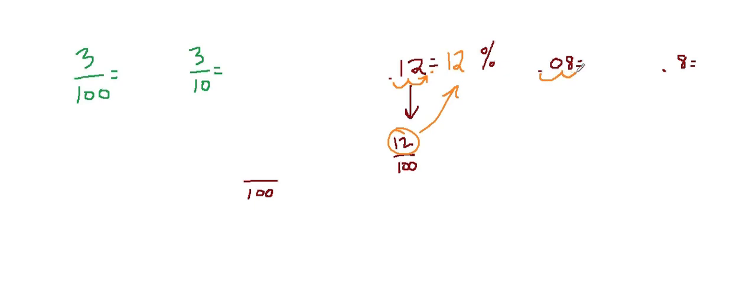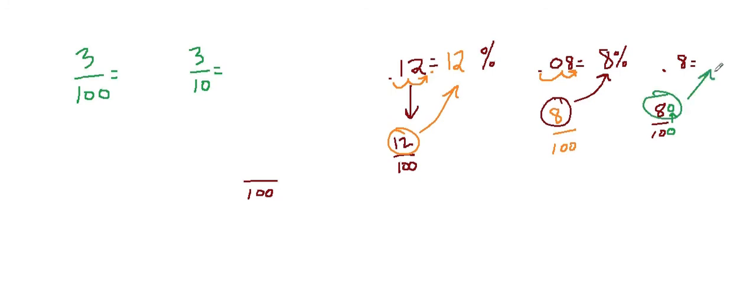So 8 hundredths is 8%. Just throws you a little bit of a loop when you have 8 tenths, right? That's this. So to add a 0 and make it hundredths, we add a 0 up here. So it's 80%.